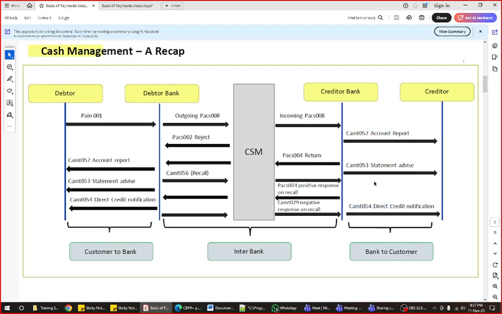Okay, so now what we have learned here is that payment is initiated. Initiation of payment is called pain messages. Payment processing, clearing and settlement is called pacs messages. Reporting of the message is called cash management, CAMT.